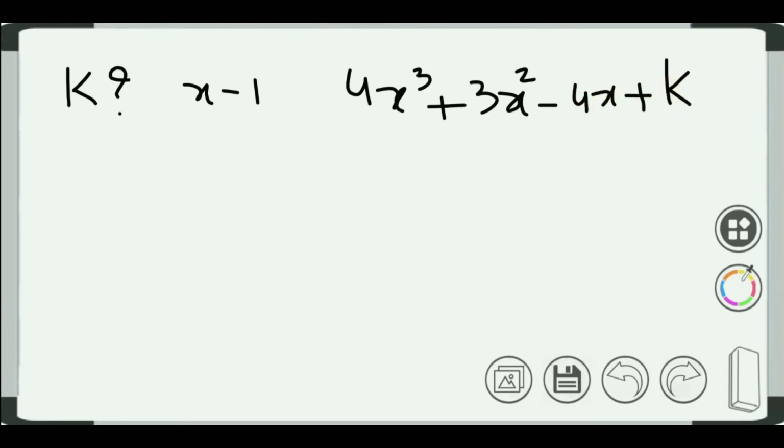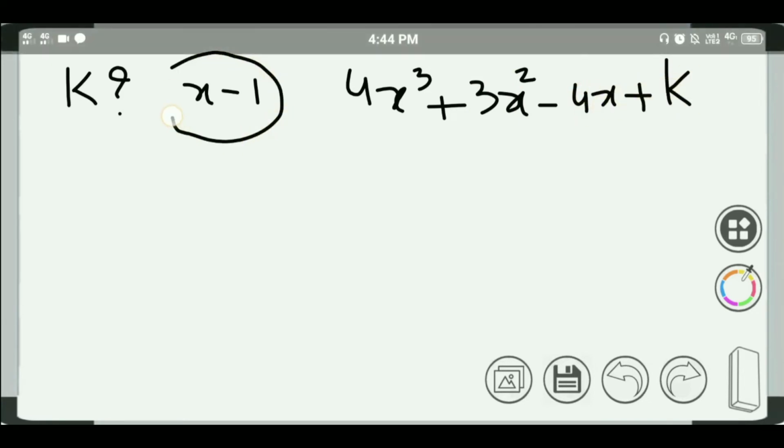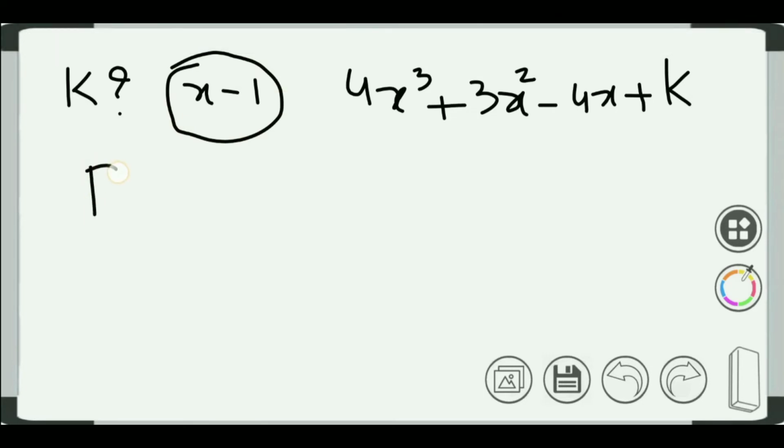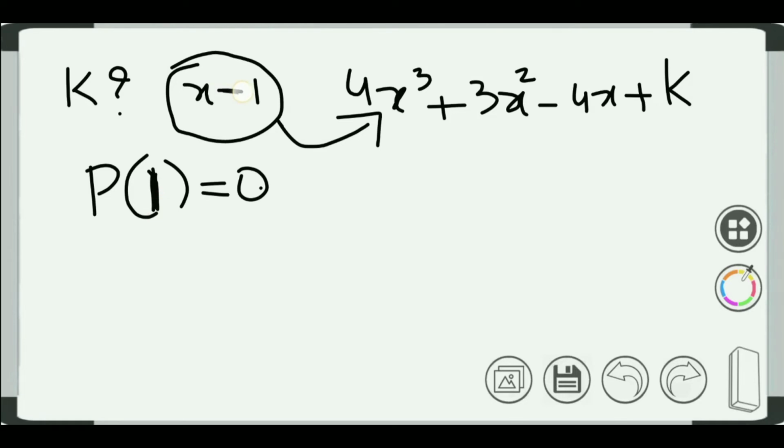How will you find the value of k? Same way, they have given x minus 1 is a factor. So you know by factor theorem, P of 1 will be 0, right? By using factor theorem, if x minus 1 is a factor of this polynomial, P of 1 will be equal to 0. How did I get 1 here? Because here it is minus 1. So P of 1 will be equal to 0.